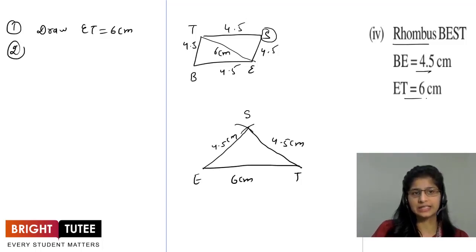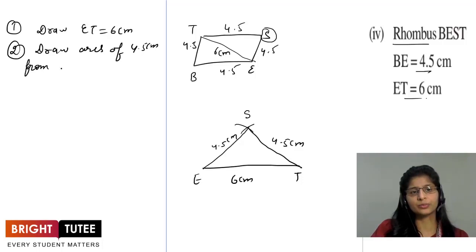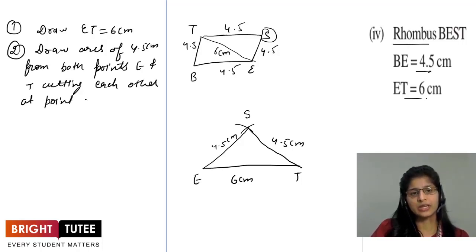So let us write the second step of construction, that is draw arcs of 4.5 centimeter from both points E and T, cutting each other at which point? At point S. So join point S, E and T. So your triangle is formed.